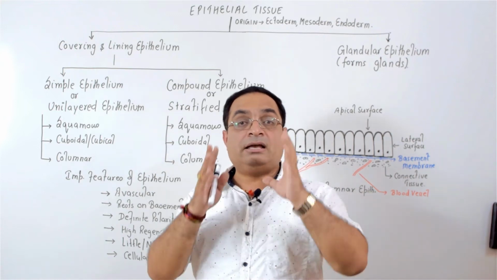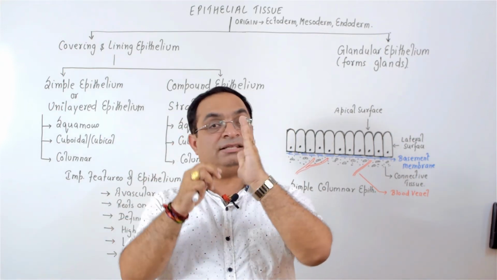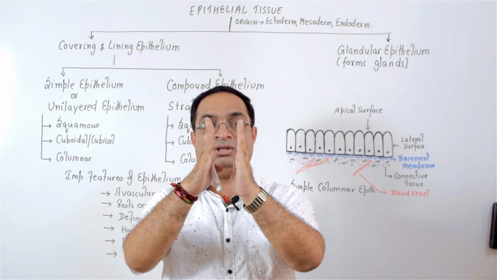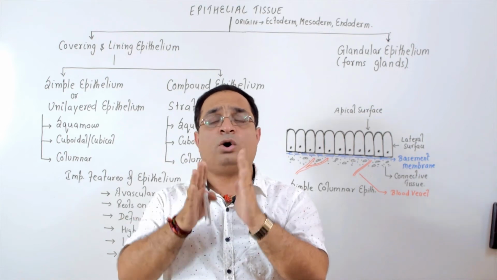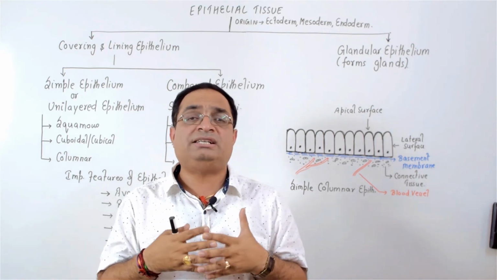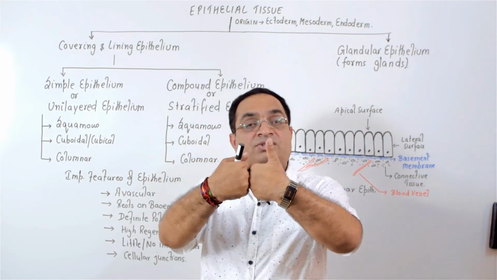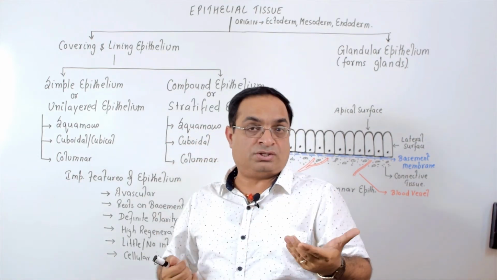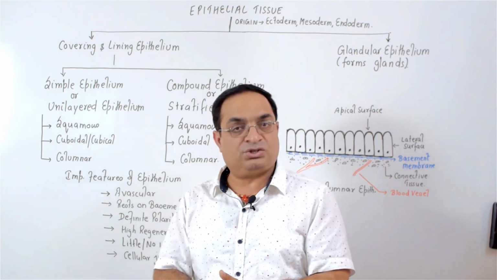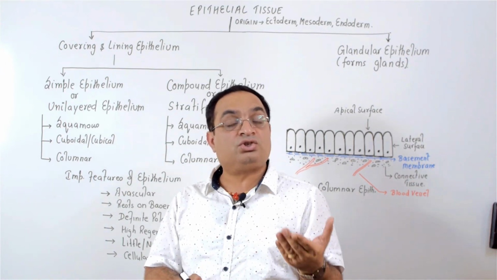That means the adjacent epithelial cells, say this is one epithelial cell and this is another, have very little or no extracellular material between them, and the cells are connected by definite cell junctions. We'll discuss the different types of cell junctions, like the tight junctions.